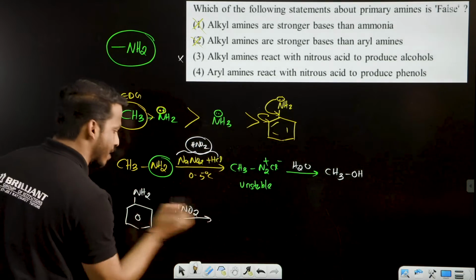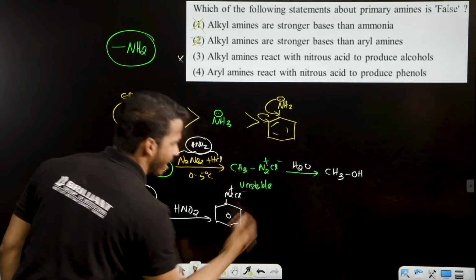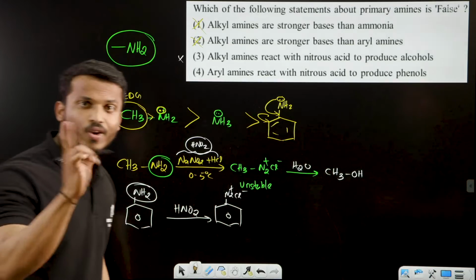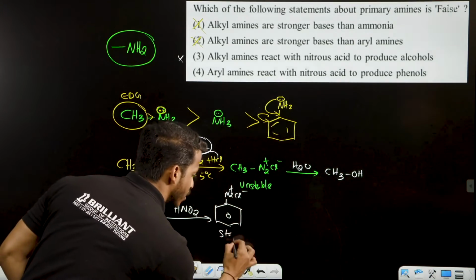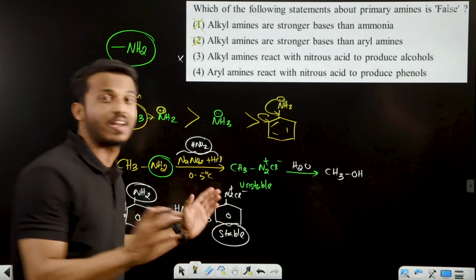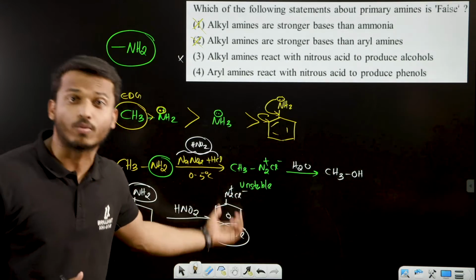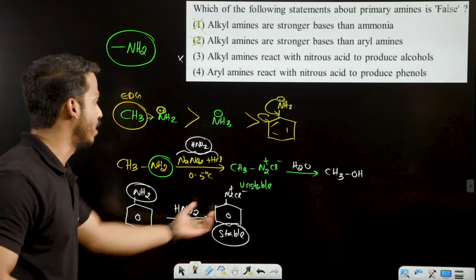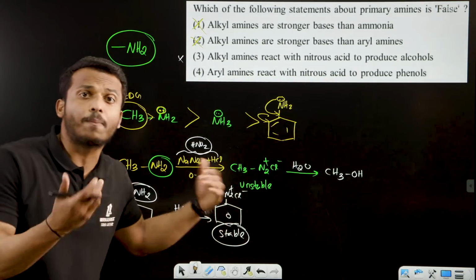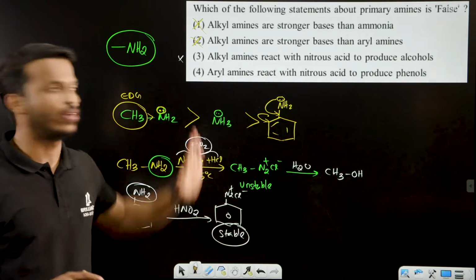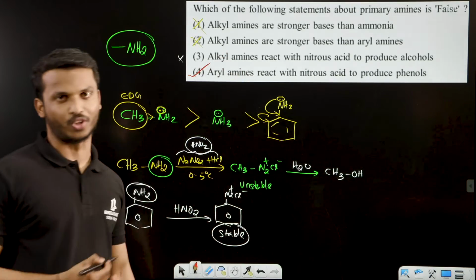Nitrous acid, diazonium. So NH2 group converted to what? N2+ Cl-. It doesn't immediately react with the water because it is stable. You know, it is a resonance stabilized compound. So immediately it won't react with the water. Only by warm condition, heating, then only it will react with the water and it will give you phenol, benzene with OH. But aryl amines react with the nitrous acid to produce phenol. Yes, it can produce, but only by heating. So among these given 4 options, the only incorrect statement is which one? The 4th one. Clear all of you?